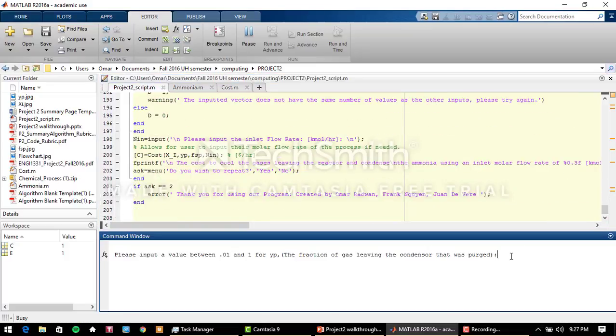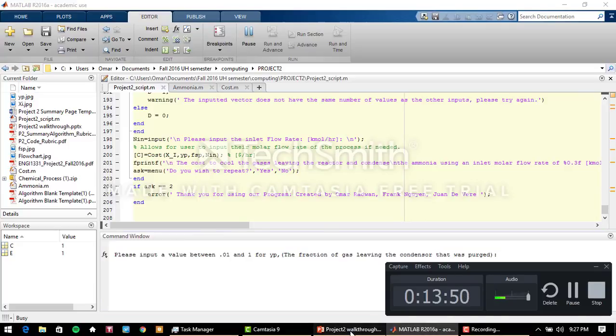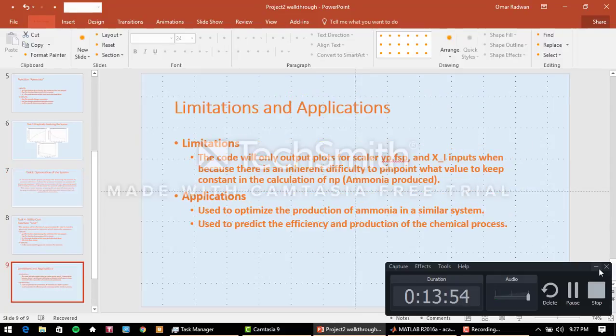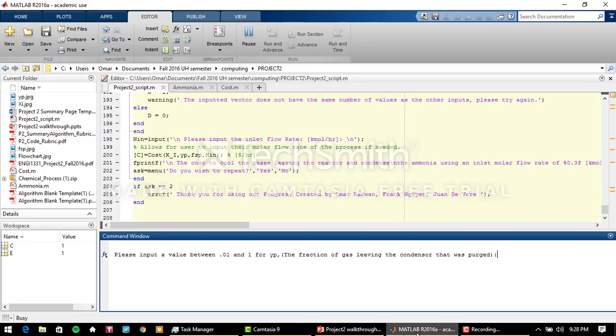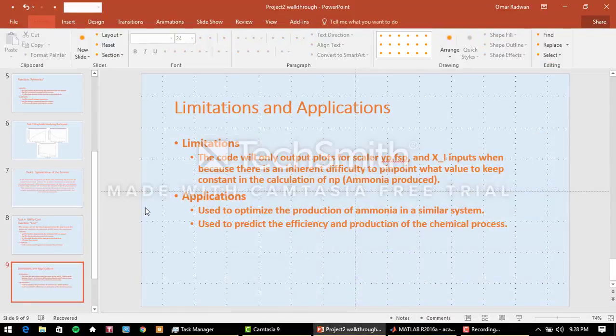Now, last but not least, this video is getting a little bit too long. I just wanted to discuss the applications of this code. This code can be used in many different ways. Mostly, it could be used to optimize the production of ammonia in a similar system, or maybe not ammonia, maybe in other chemical processes. You can figure out different relationships, and just change the numbers around a little bit. You can use the same system to quickly determine the efficiency and predict the production of a certain chemical process. It allows you to tweak the system without actually changing it in real life, just seeing theoretical outcomes of changing something.